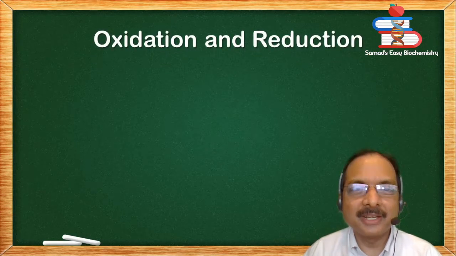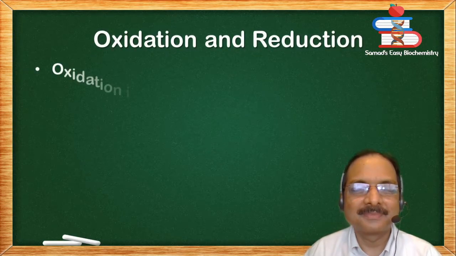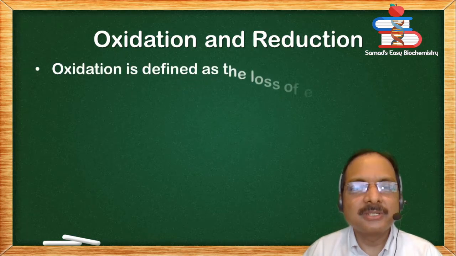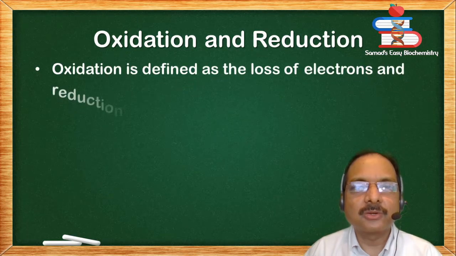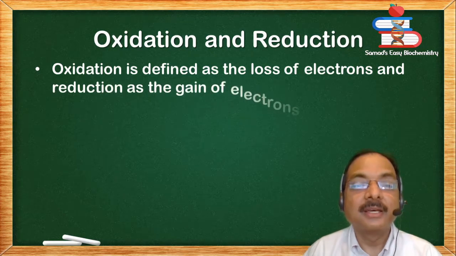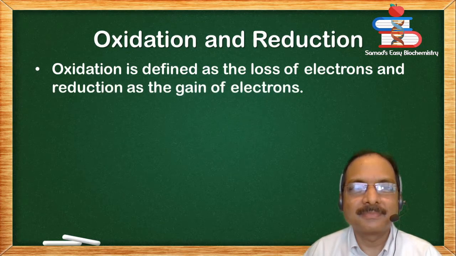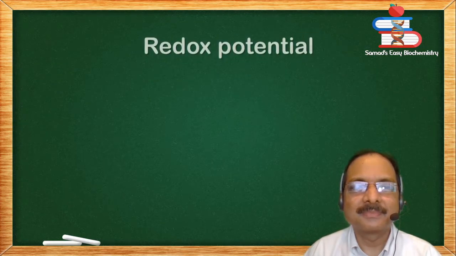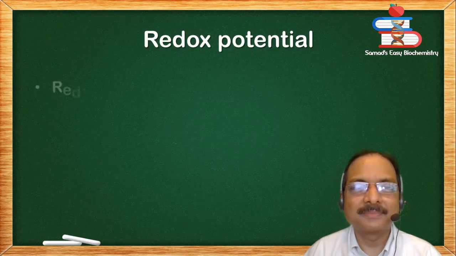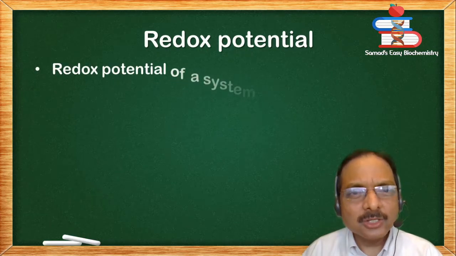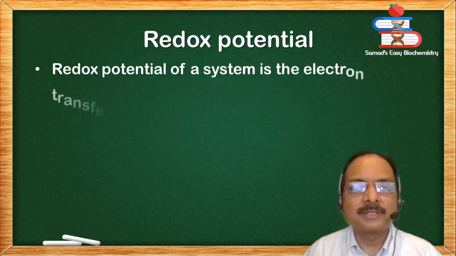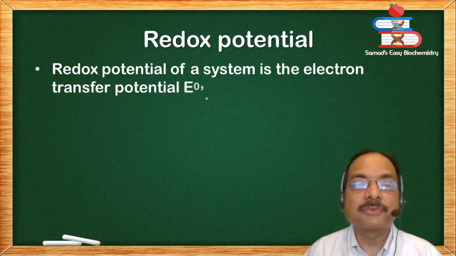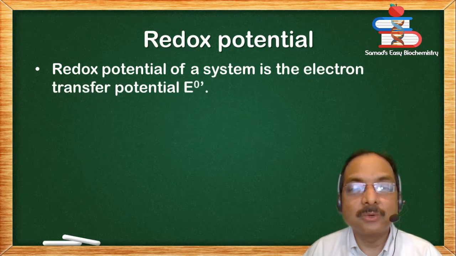Oxidation and reduction. Oxidation is defined as the loss of electrons and reduction as the gain of electrons. Redox potential. Redox potential of a system is the electron transfer potential, E0.